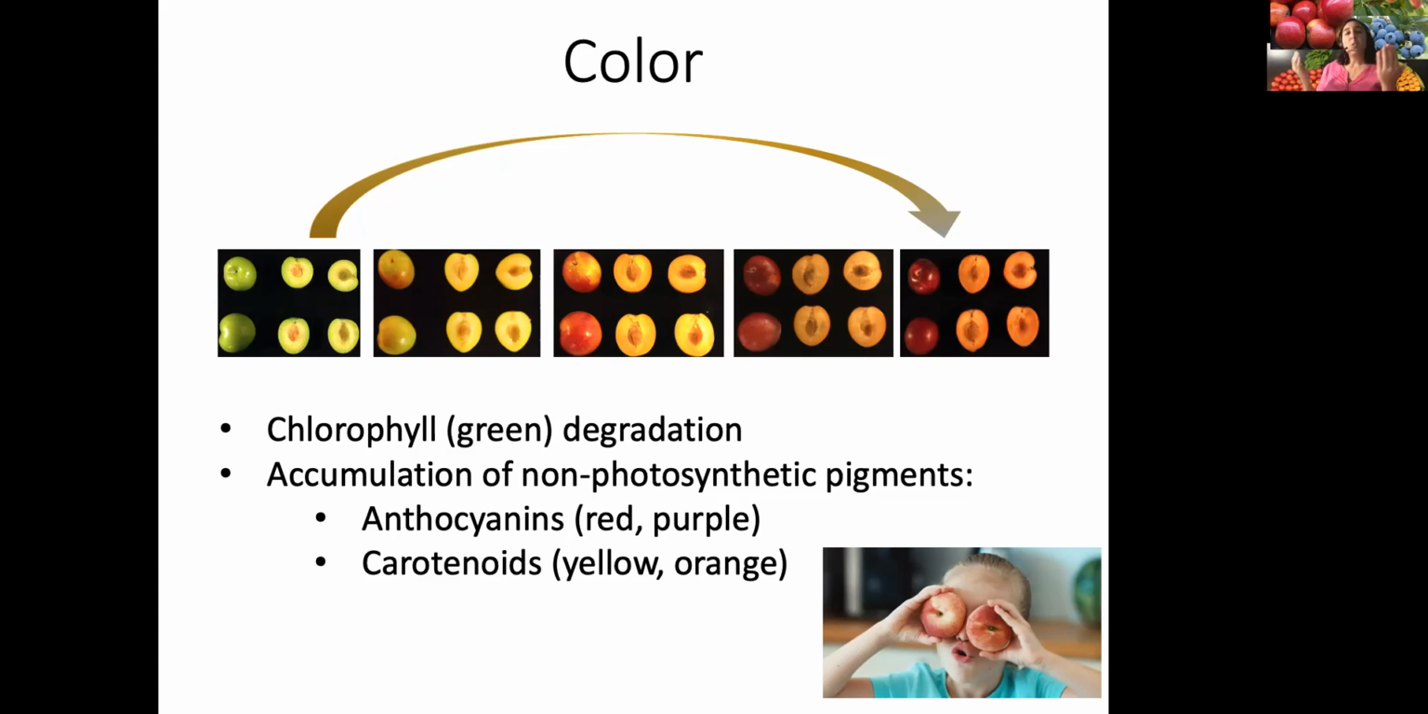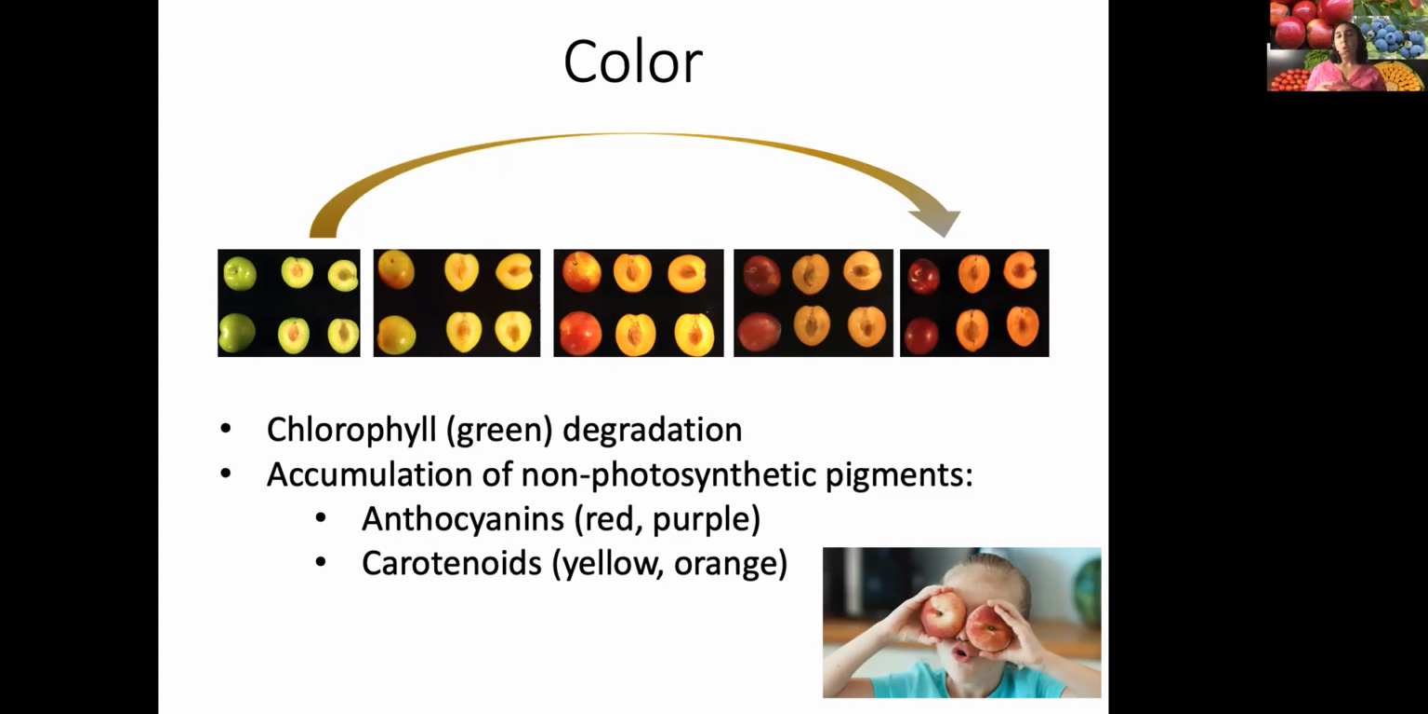And we are going to start seeing an accumulation of non-photosynthetic pigments, such as anthocyanins, for example, that are related to the appearance of these red or purple colors that we see on some fruits, and carotenoids, which are related to the appearance of these more yellowish or orangish colors that are characteristics of some other type of fruits.